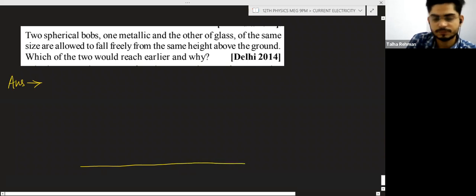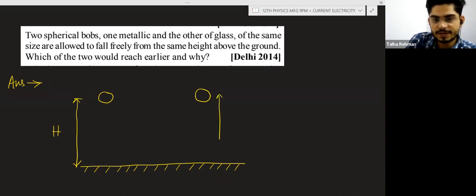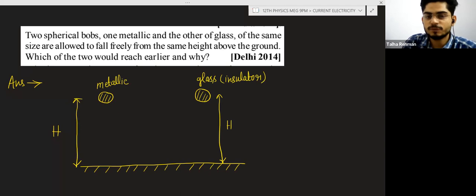Suppose this is the ground. And we have one ball at a height h, another bob or ball at the same height h, and from here we are dropping these two balls. This ball is metallic and this ball is made up of glass, and glass is an insulator, we know that, means the glass will not allow current to flow through it. And this is metallic, this is a conductor, and in conductors the current can flow.